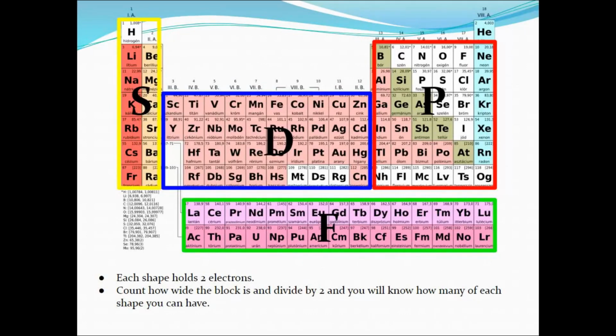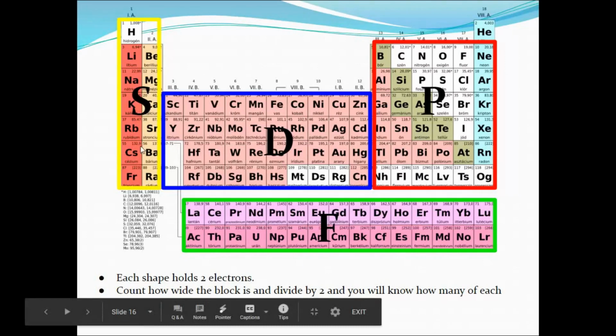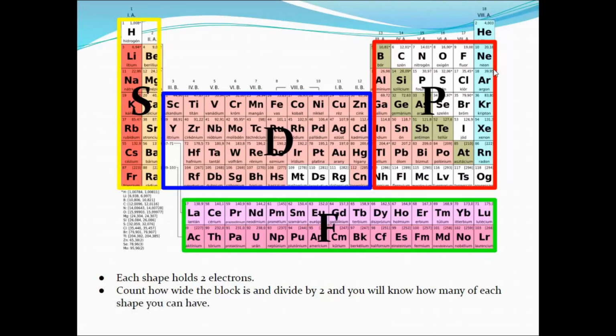Now let's relate this to the periodic table. There are 4 different blocks on the periodic table. The yellow is designated the S block. Then we jump over, and this red area is the P block. Then the blue is D, and green is F. Now helium is kind of a little awkward guy. He kind of fits where there's a blank spot, but he really fits in the S.